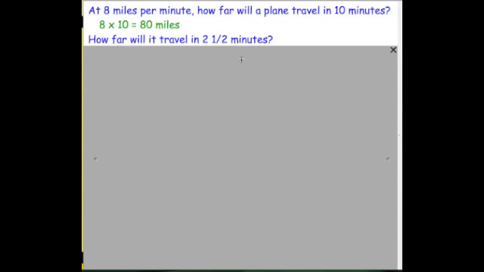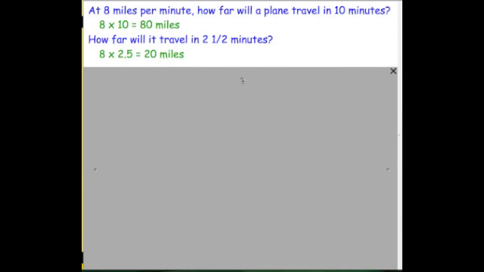Well, we know 8 miles per minute, and so we have to do 2.5 minutes this time. So we're going to take 8 times 2.5, which gives us 20 miles.